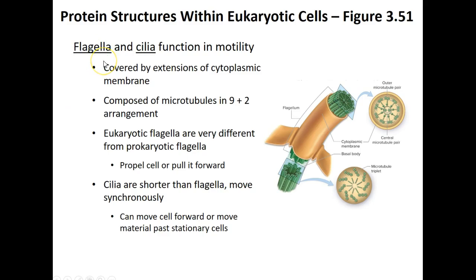Flagella and cilia are both structures used for motility by eukaryotic cells. Keeping in mind, both of these are composed of microtubules and therefore composed of a protein called tubulin. Those microtubules are arranged in a 9+2 arrangement.